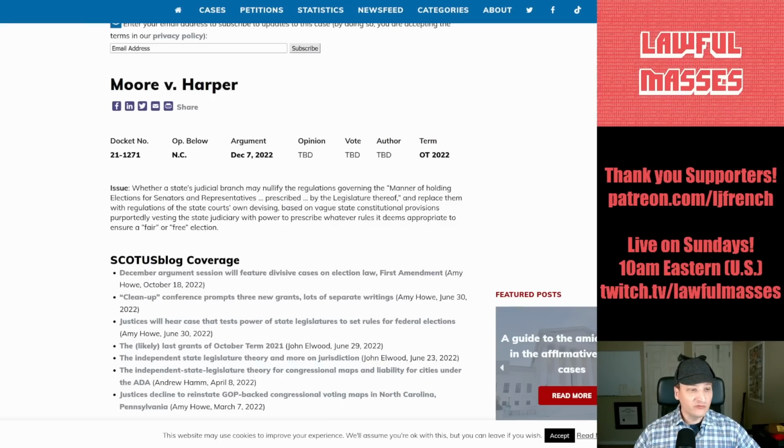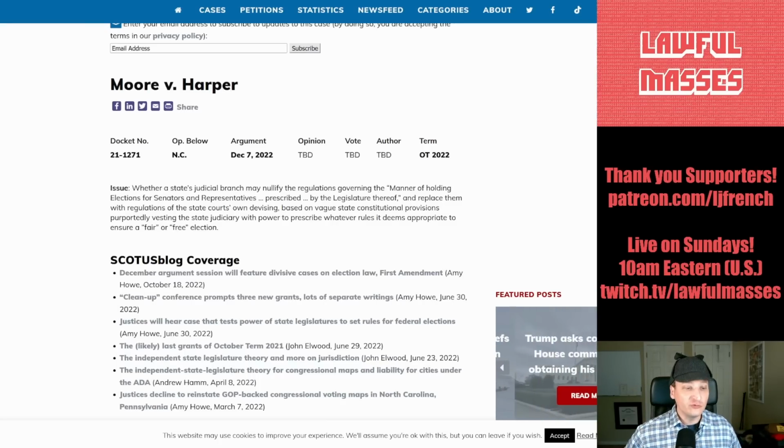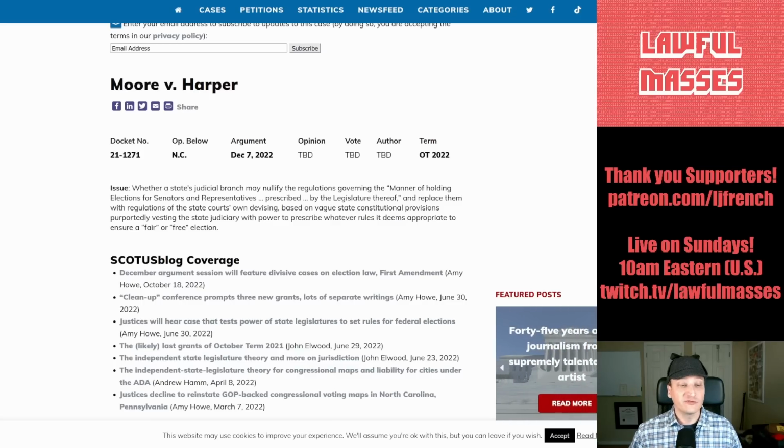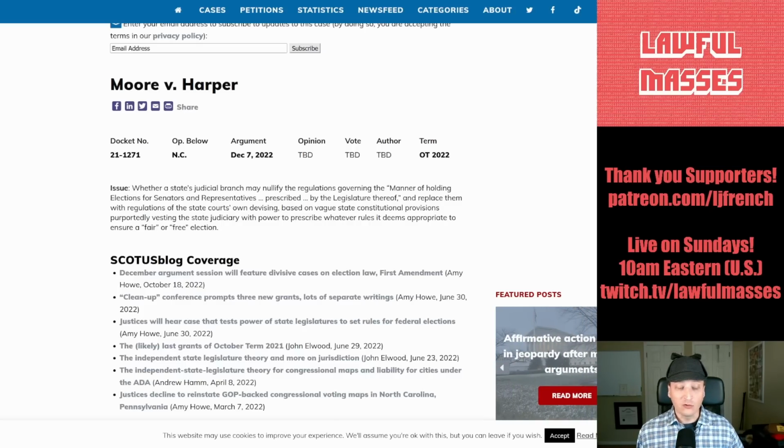So then the issue in Moore v. Harper is whether the state's judicial branch, in this case North Carolina, may nullify the regulations governing the manner of holding elections for senators and representatives prescribed by the legislature, and then replace them with regulations of the state court's own devising. This is based on a vague, or arguably vague, state constitutional provision purportedly vesting the state judiciary with power to prescribe whatever it rules appropriate to ensure a free and fair election.